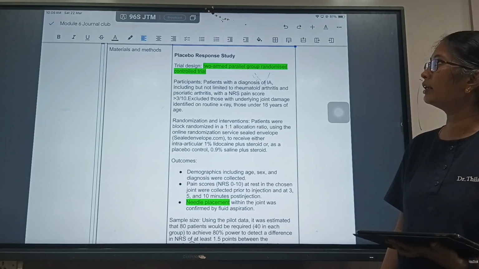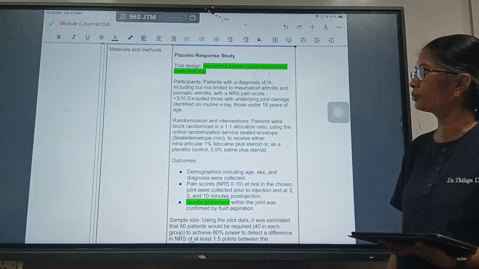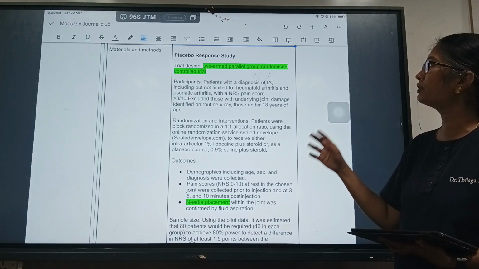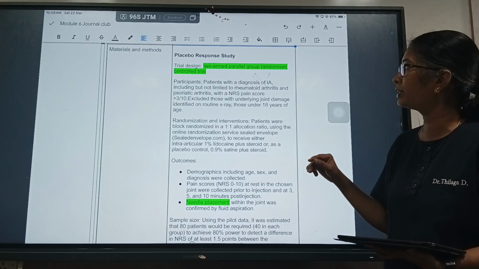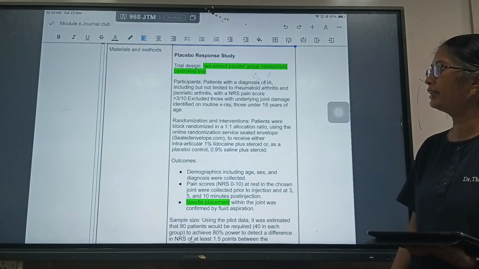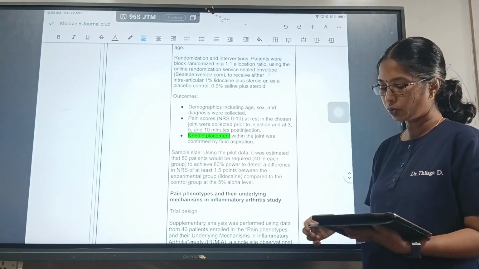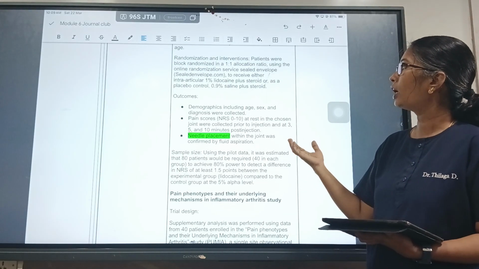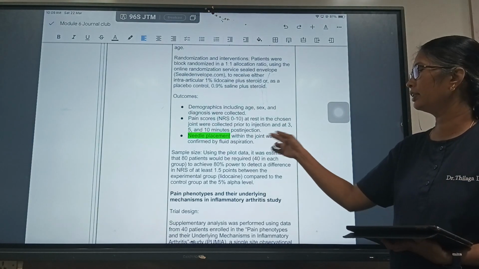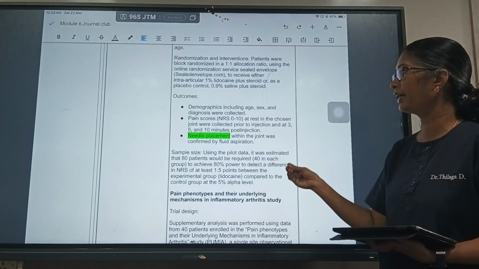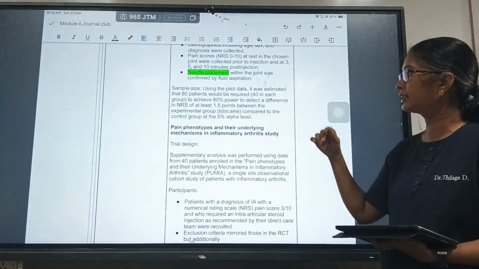Materials, the placebo response study. This trial is a two-armed parallel group randomized controlled trial. The participants were patients with inflammatory arthritis, including but not limited to rheumatoid arthritis, as I already mentioned. They excluded those with underlying joint damage identified on routine X-ray and those under 18 years of age. The randomization was computerized. They collected the demographics, assessed the pain scores, and used saline and lidocaine for the needle placement. For the sample size, they used pilot data.